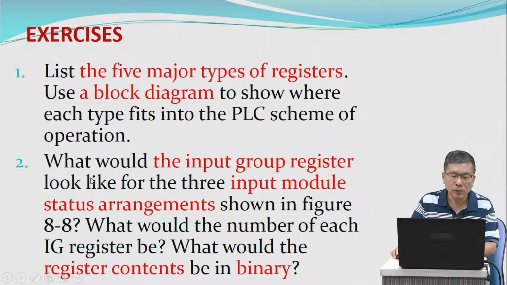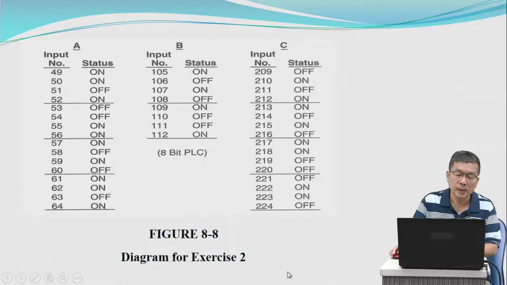Number 2. What would the input group register look like for the 3 input module status arrangements shown in Figure 8.8? What would the number of each IG group be? What would the register contents be in binary? This shows the diagram for exercise number 2.